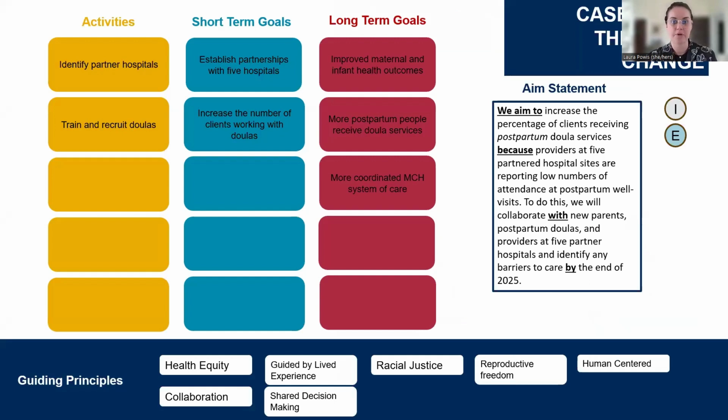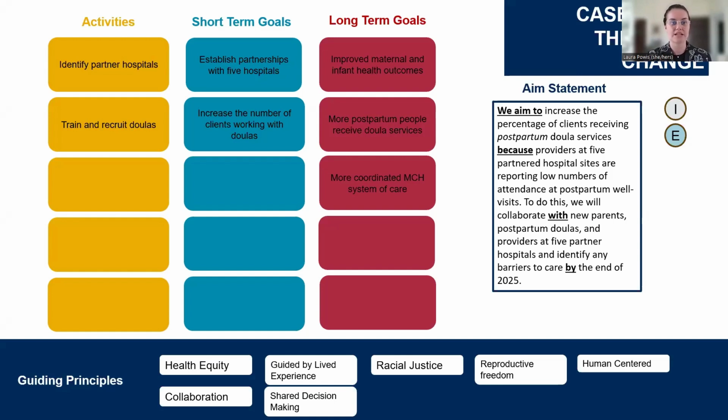So in this example of a theory of change, we have our aim statement. That was the same aim statement that we drafted before together. Then you'll see at the bottom here, we have our guiding principles. So maybe some of the values of the organization would be health equity or being guided by lived experience, racial justice, reproductive freedom, being human-centered, having shared decision-making and collaboration.